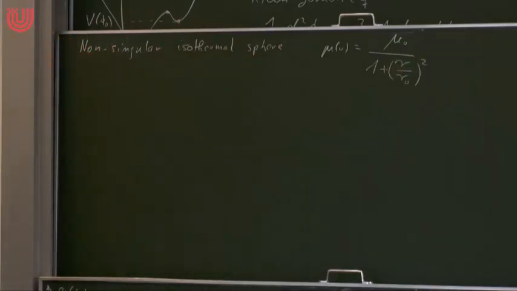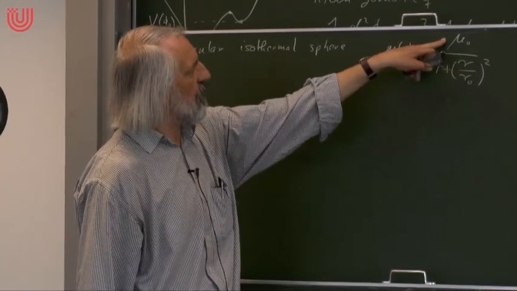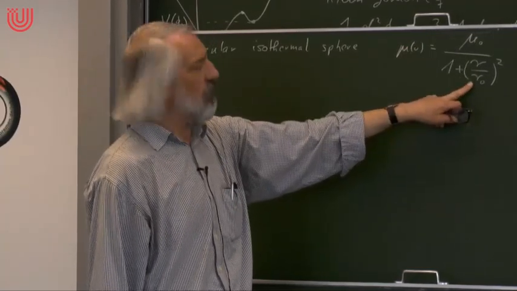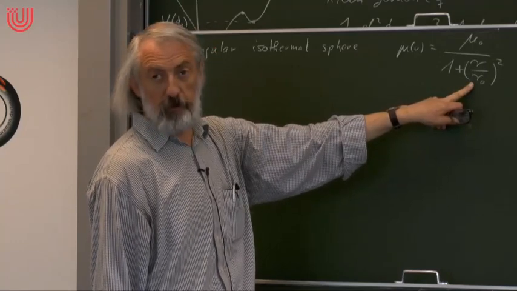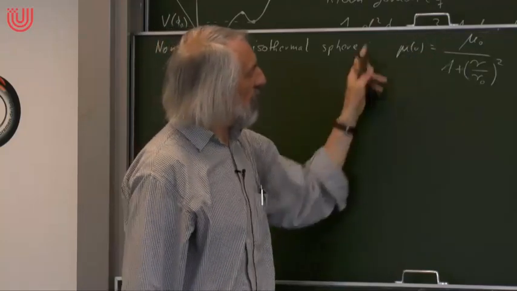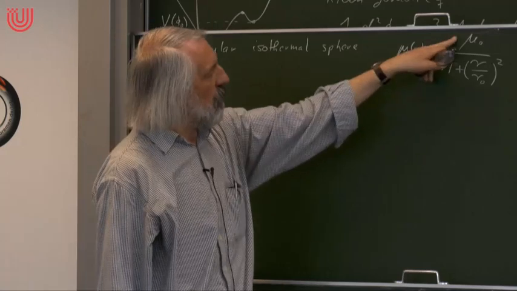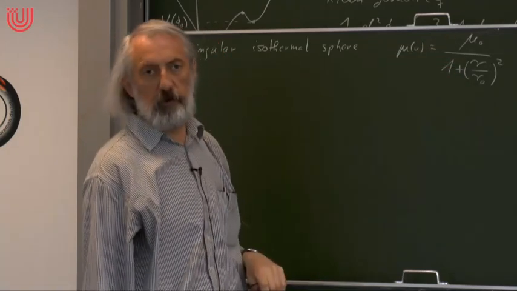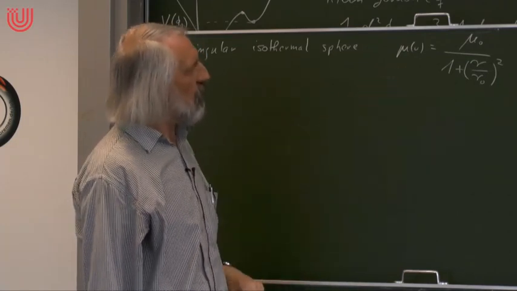Rho naught and r naught are constants. Obviously, this has a dimension of a mass density, and this has a dimension of a radius. So there are two parameters which you can match to your data. So you observe a certain rotation curve, you assume that there's a dark matter component with this profile, and now you adapt the two constants in a way that your data can be explained with this. And this works not too bad with this very simple model.